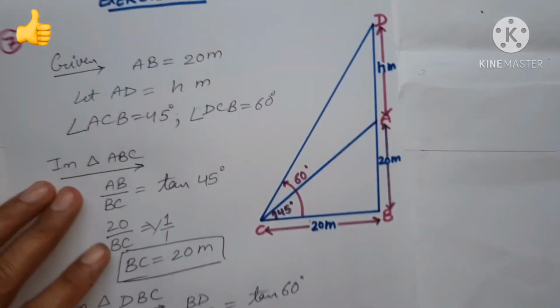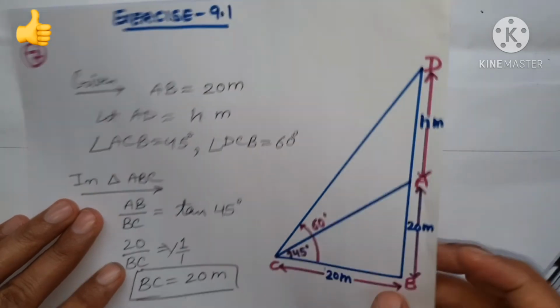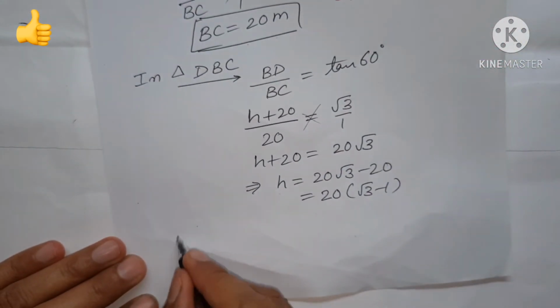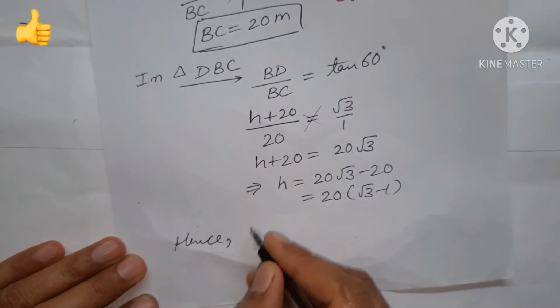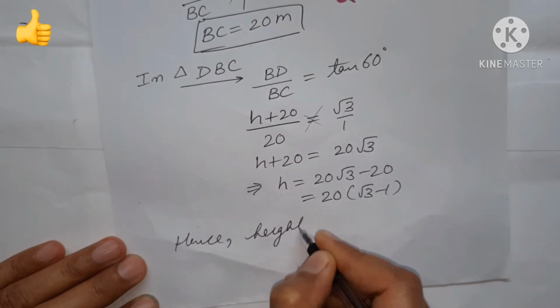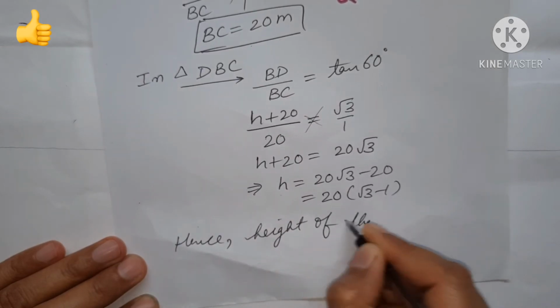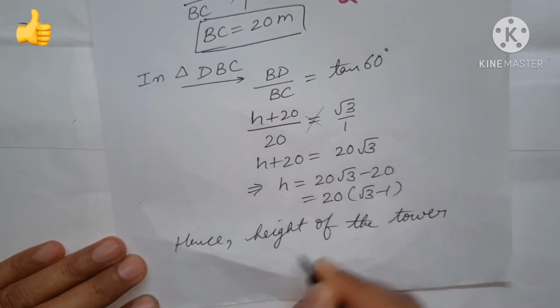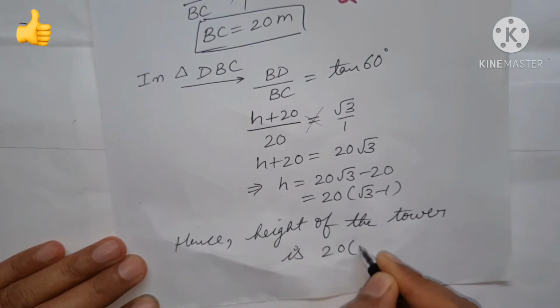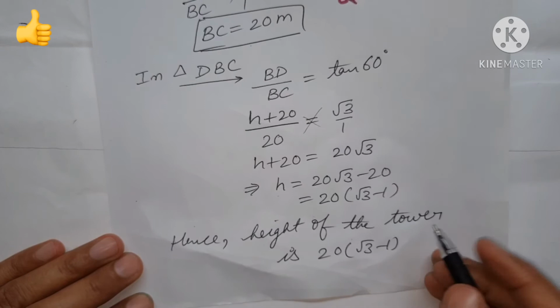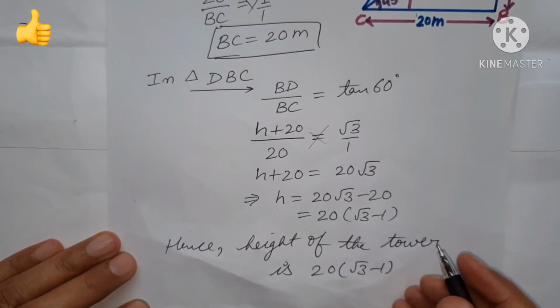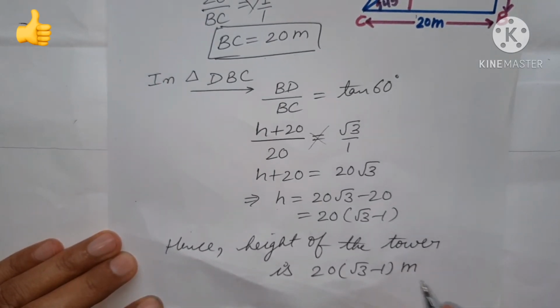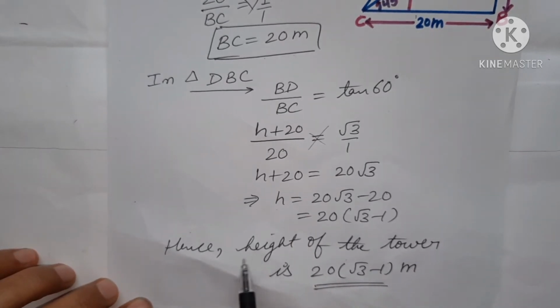So h we considered as the height of the tower. So in the last we will write, hence, height of the tower is 20(root 3 minus 1), and again students, we need to write the units along with this, and this is meter. So this is very important to write the answer in the last. Height of the tower is 20(root 3 minus 1) meter.